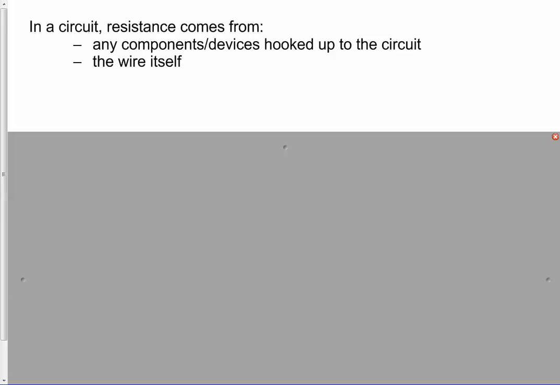Now, if you have an actual electronic circuit, so a wire that goes from some power source to maybe a couple of different electronic components, the thing it's actually trying to run, and then comes back to the power source, there's going to be resistance throughout that circuit. The resistance comes from any components that are hooked up to the circuit, and then also the wire itself. As I mentioned, all conductors, everything that electricity flows through, except for these special superconductors, has some amount of resistance.